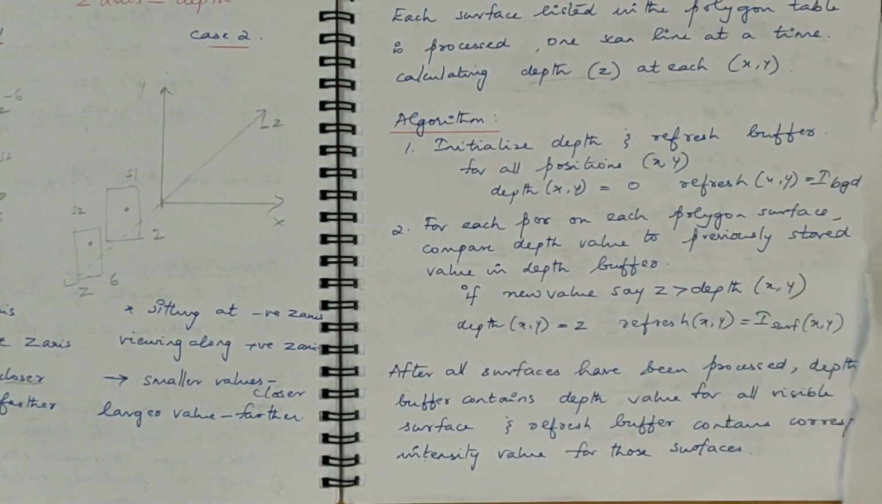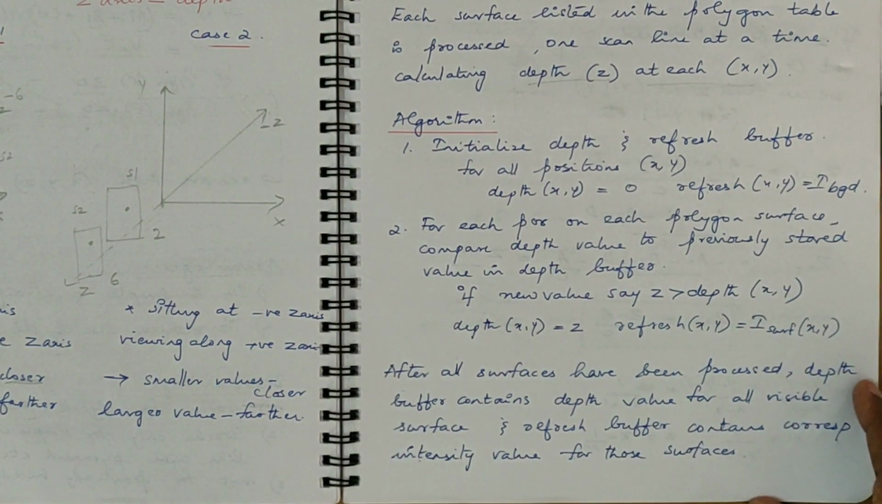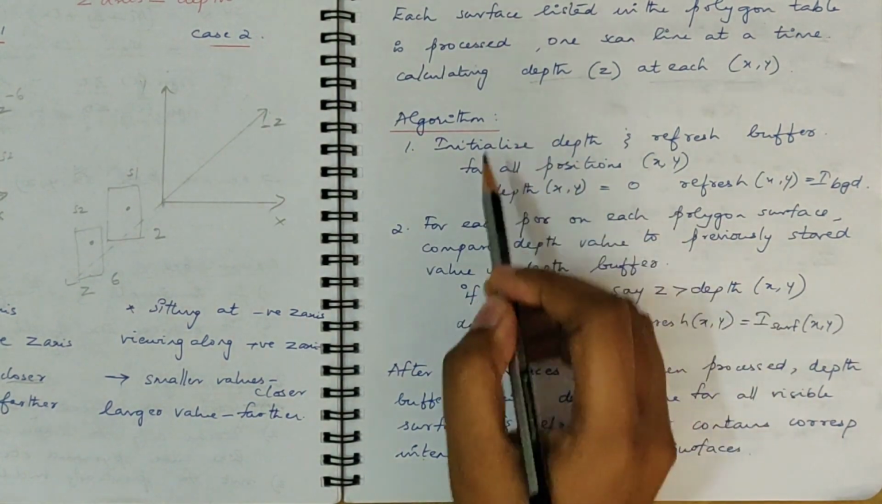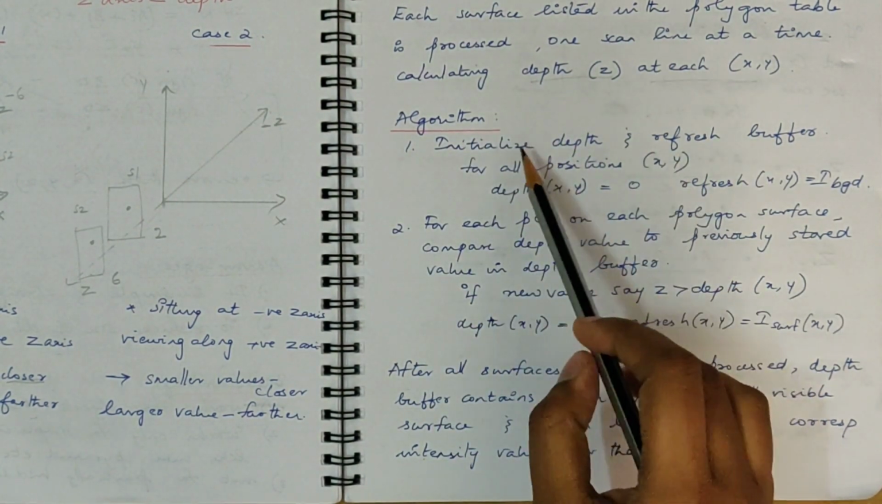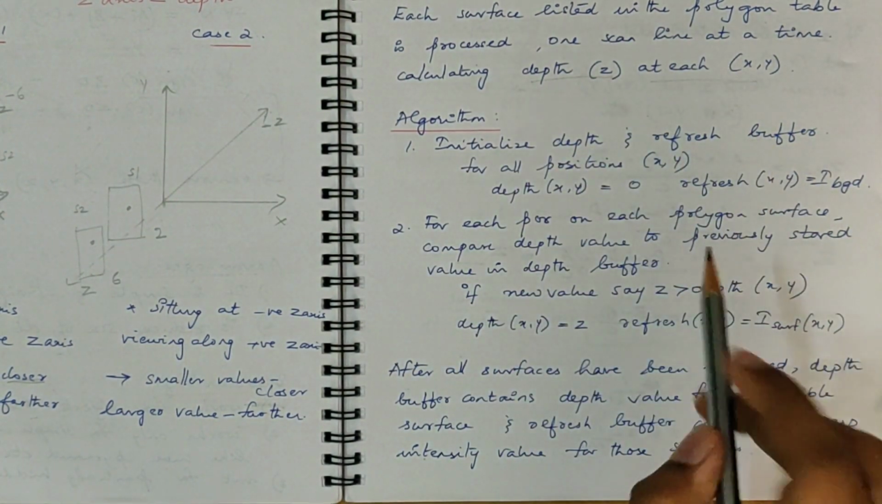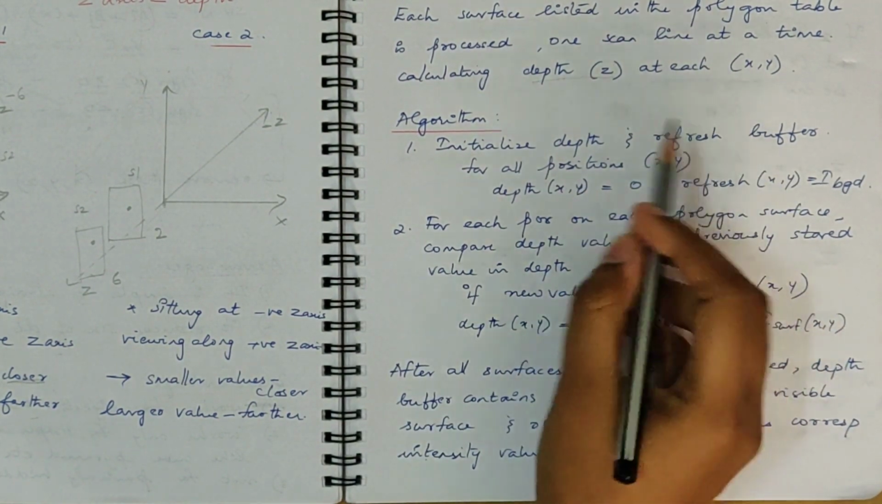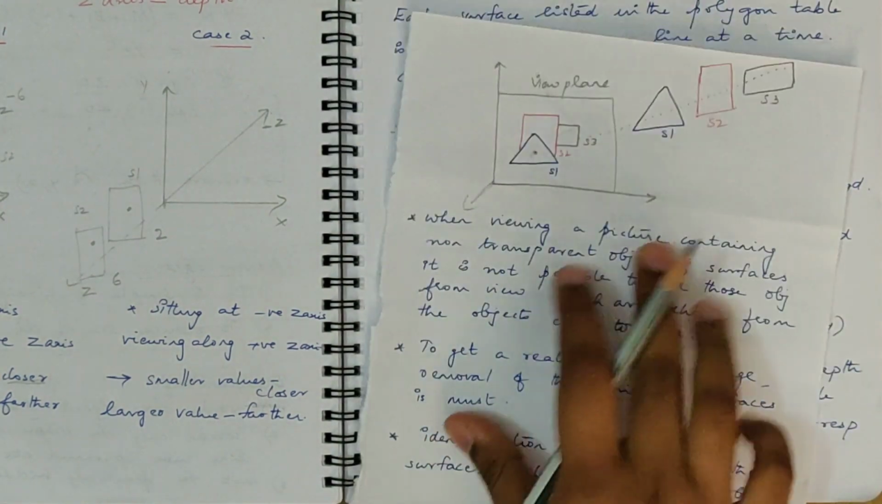So let us look at the algorithm for this depth buffer algorithm. Okay, the steps. What you do is, first you have to initialize the depth and refresh buffer. So initialize the depth and refresh buffer for all pixel positions x and y in the view plane.